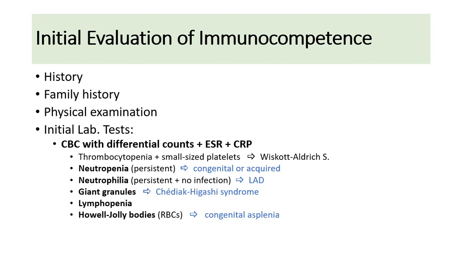Like finding thrombocytopenia with small-sized platelets, one should suspect Wiskott-Aldrich syndrome. Finding persistent neutropenia, one should suspect congenital neutropenias. Finding a very high leukocytic count in someone with infections, one should suspect leukocyte adhesion defect. The presence of giant granules should raise the suspicion of Chediak-Higashi. Lymphopenia raises the suspicion of a T-cell defect, whether a SCID or a combined immune deficiency, and so on.